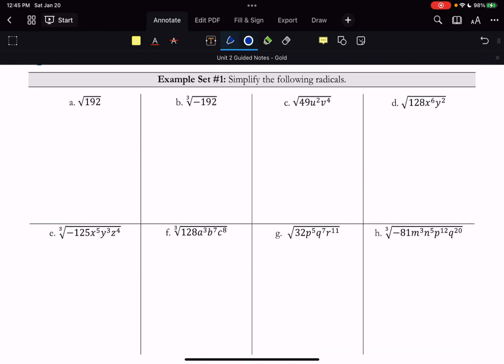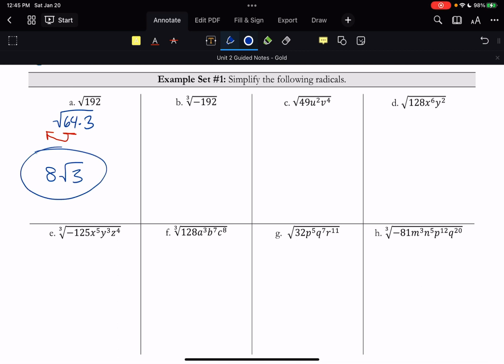So if I look at A, I have the square root of 192. I need to think to myself, what is a perfect square factor of 192? And I know that 192 is 64 times 3. I know the square root of 64 is 8, so when I take the square root of that, it comes outside of the radical. So my final answer is 8 radical 3 in simplest radical form.